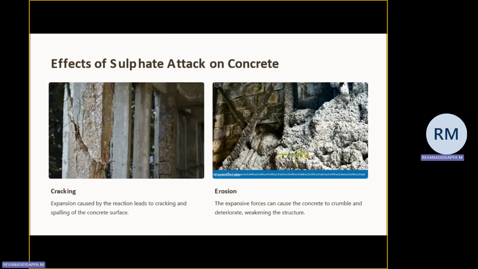Effects of sulfate attack on concrete are cracking: the expansion caused by the reaction leads to cracking and spalling of the concrete surface. Another one is erosion. The expansive forces can cause the concrete to crumble and deteriorate, weakening the structure.